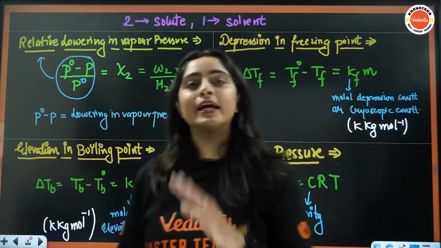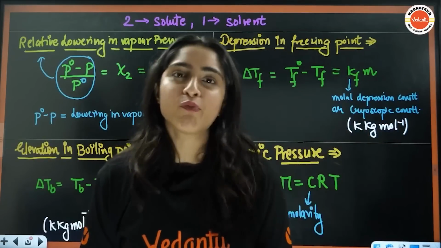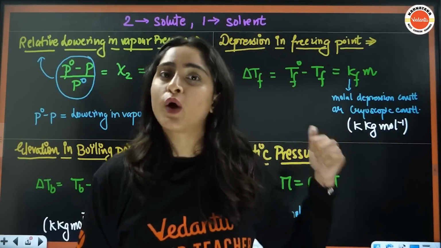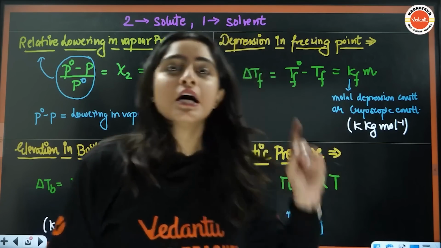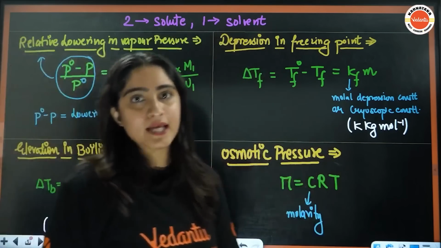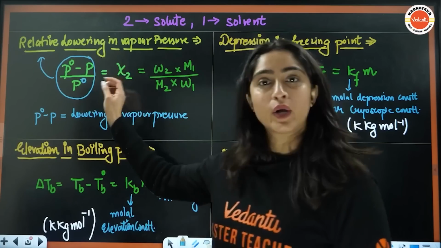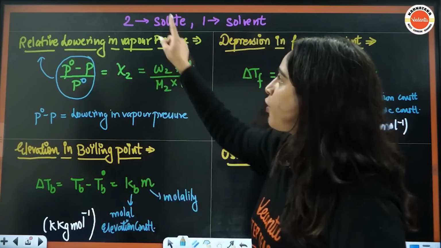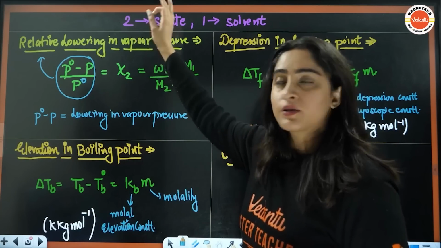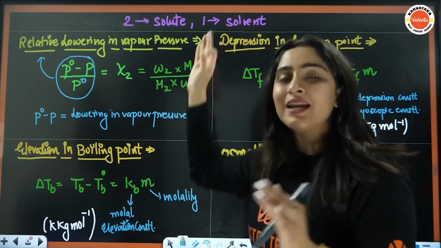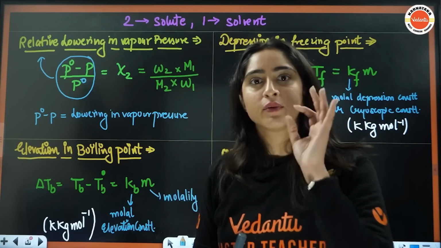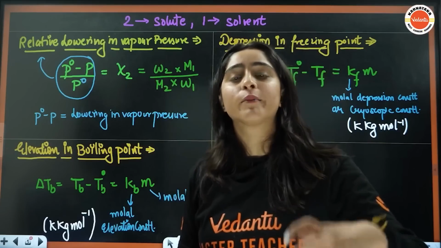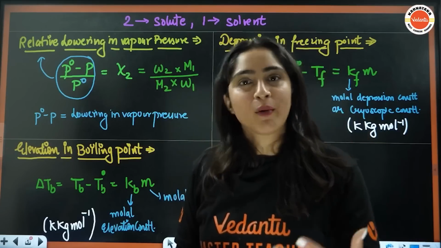Next we have the colligative properties, very important. Questions are usually asked from colligative properties and the Van 't Hoff factor. We have four colligative properties, first starting with relative lowering in vapor pressure. Always remember, in all my formulas I'll denote 2 as solute and 1 as solvent. If I denote something with 2, I'm talking about the solute, and with 1 I'm talking about the solvent.